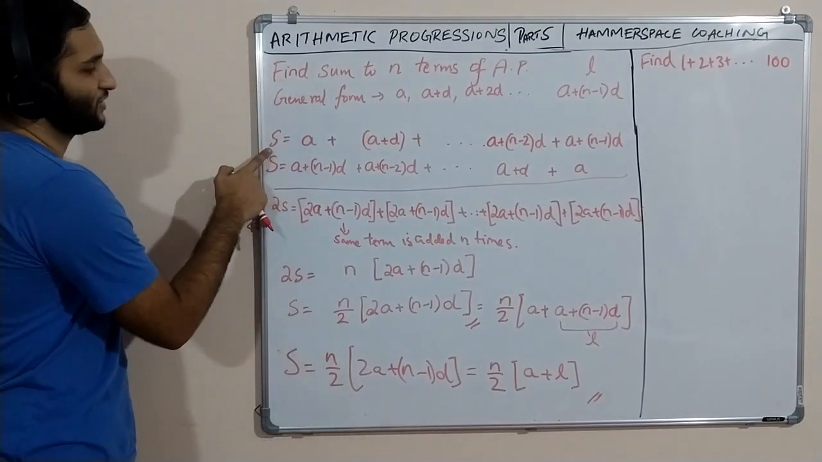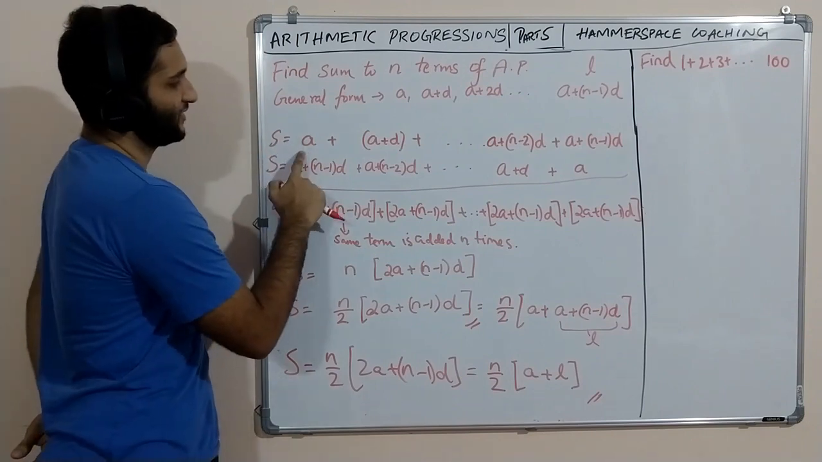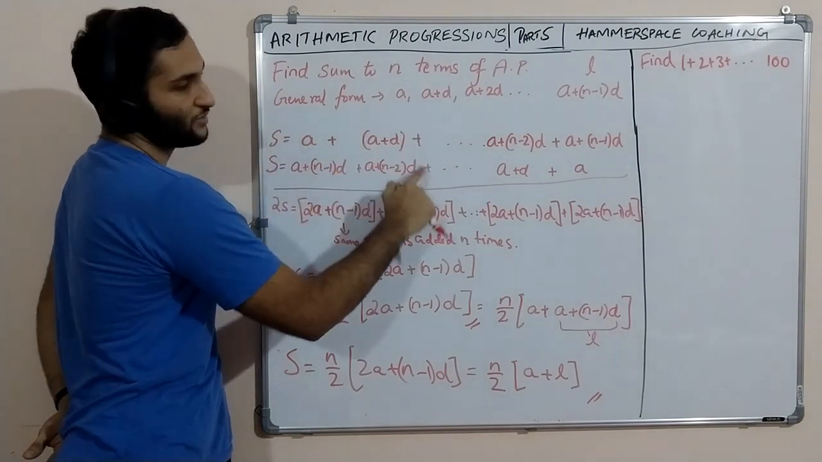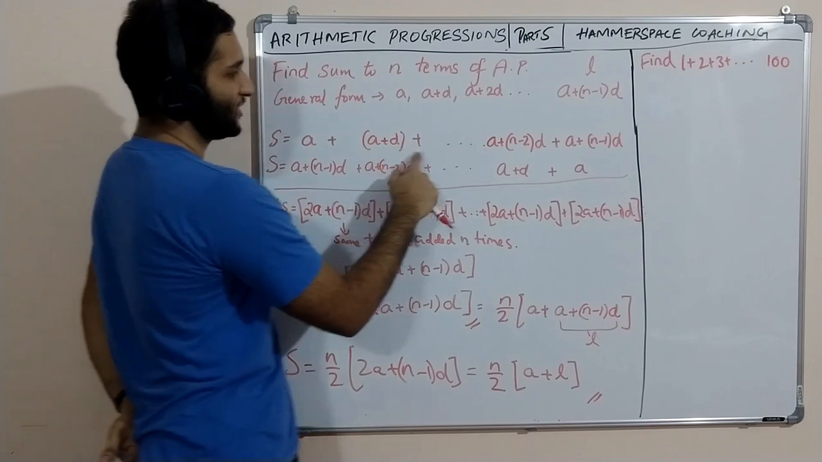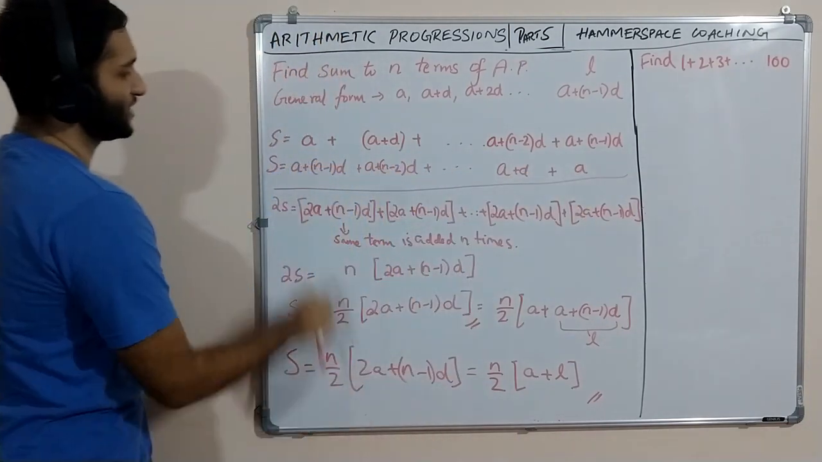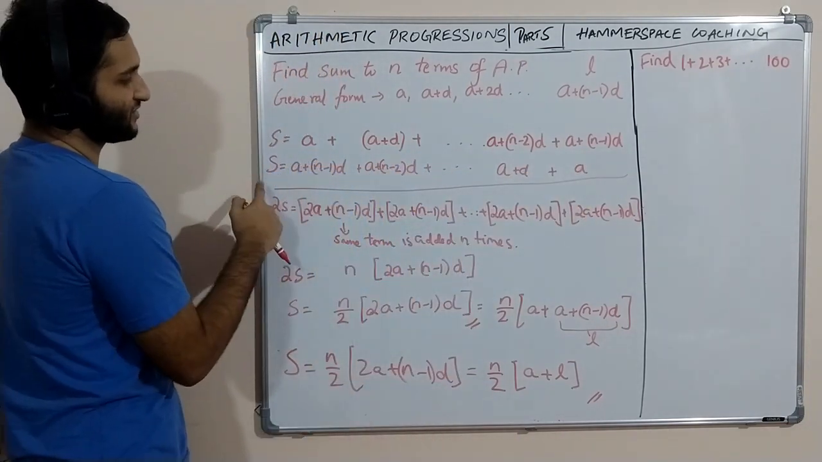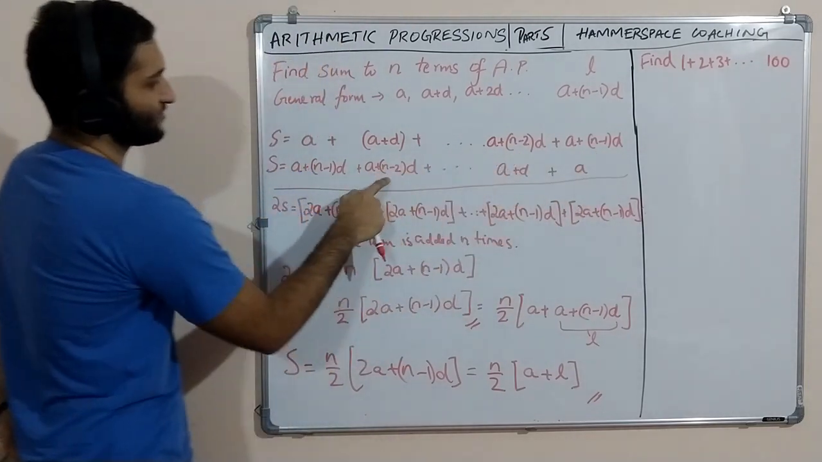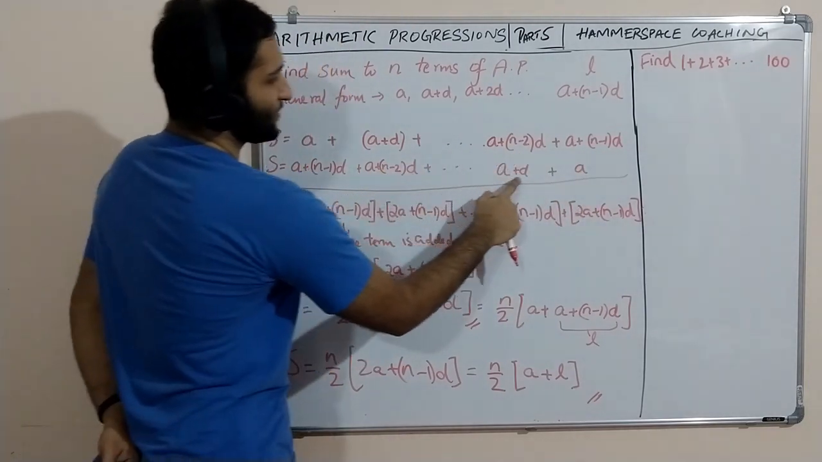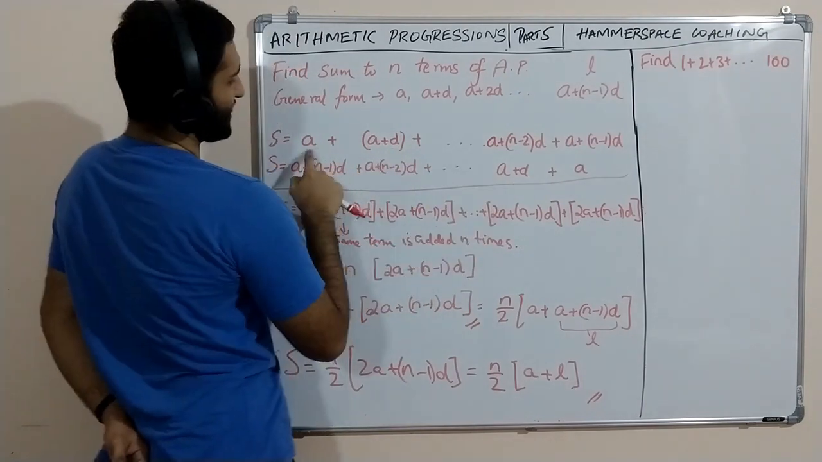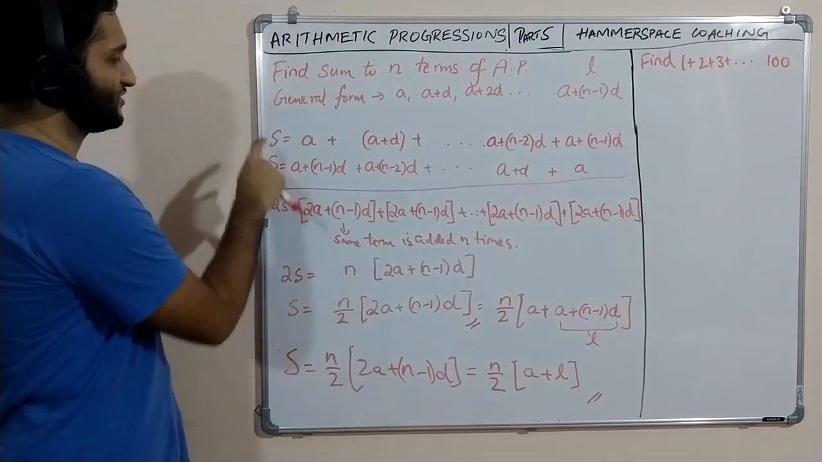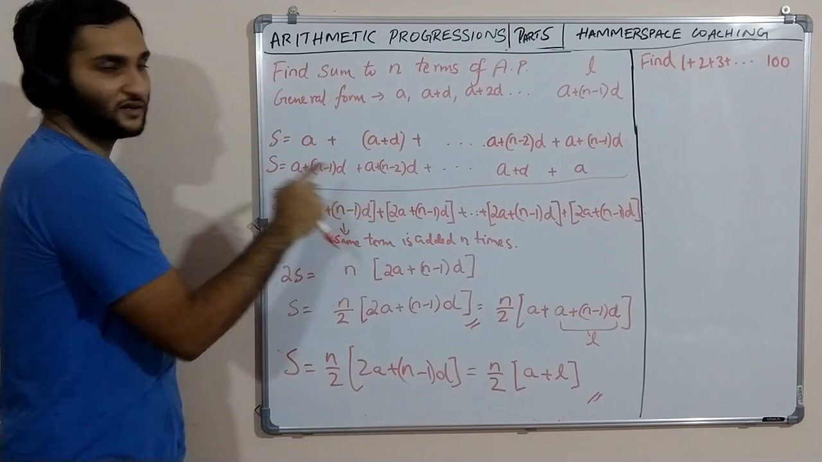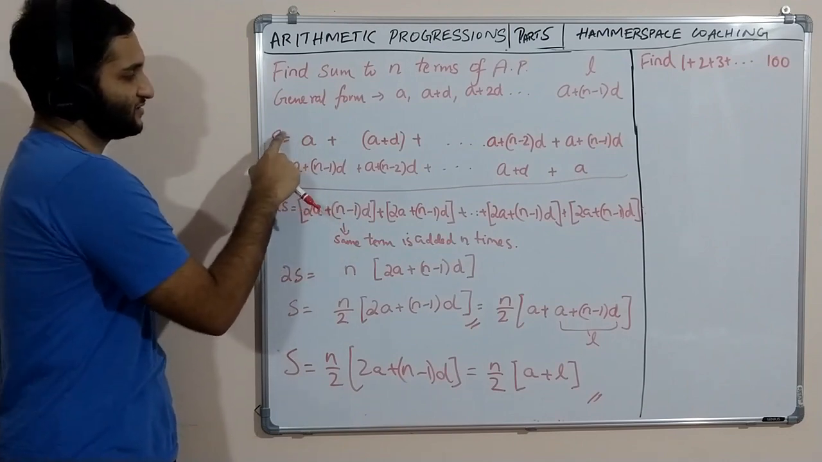Okay. So let me write S as a plus d, which is the sum of n terms of AP. So a plus d up to a plus n minus 1 d. I have written that in reverse. So this term I have written first. The previous term I have written here, second one, up to a plus d is here and a is here. So I have just written the same expression again in reverse. Now I will add these two.